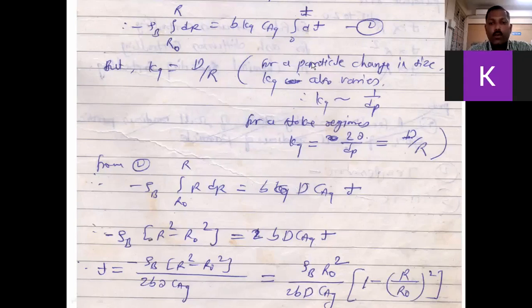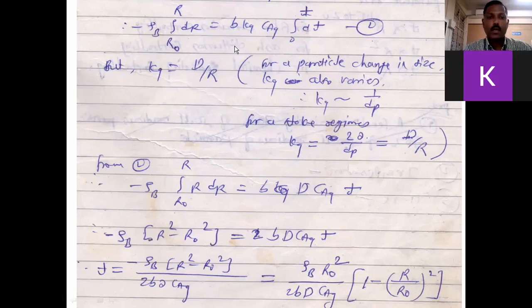Kg is the mass transfer coefficient, and this mass transfer coefficient means diffusivity D upon r. For a particle changing in size, kg also varies, and kg is inversely proportional to the size of the particle. So for the Stokes regime, kg equals 2D upon dp, meaning D upon r, as we know. So kg is equal to D upon r. Put this kg equal to D upon r in equation 2, because kg depends on r.